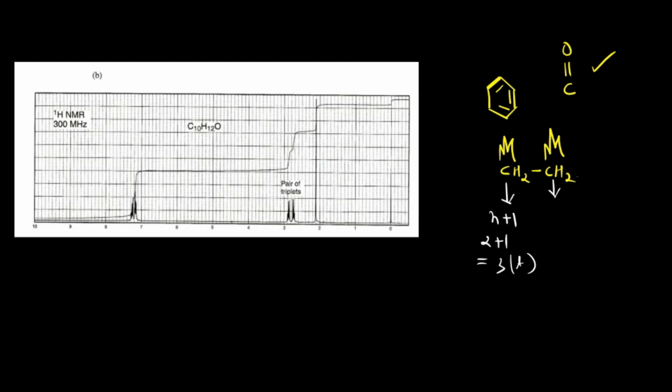If you are calculating the signal for these two hydrogens, in the neighbor you are having these two hydrogens, so again you will apply the n+1 rule. So this will give you 2 plus 1, and again you are getting the triplet 3, and it's a pair. Please remember, it's a pair, not much difference in the chemical shift of these two signals. That means their environment more or less will be the same.